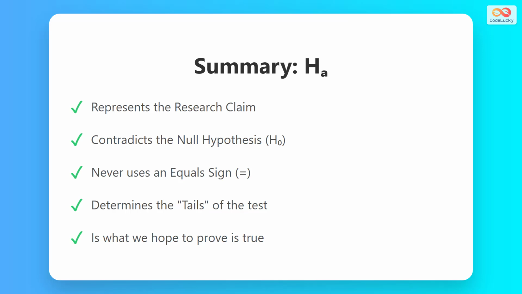To summarize, the alternative hypothesis is your research claim. It directly contradicts the status quo. It never uses an equals sign, and the direction of its inequality, whether greater than, less than, or not equal, tells you exactly where to look for evidence to prove your case.